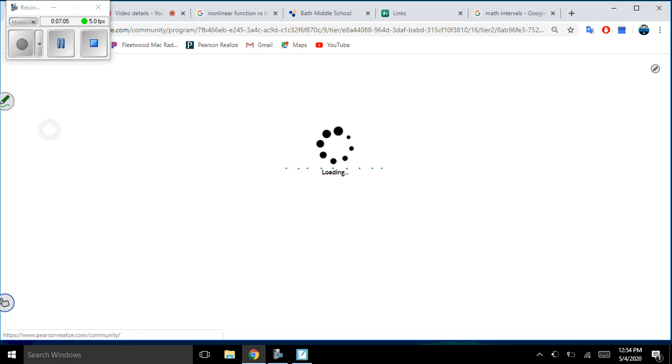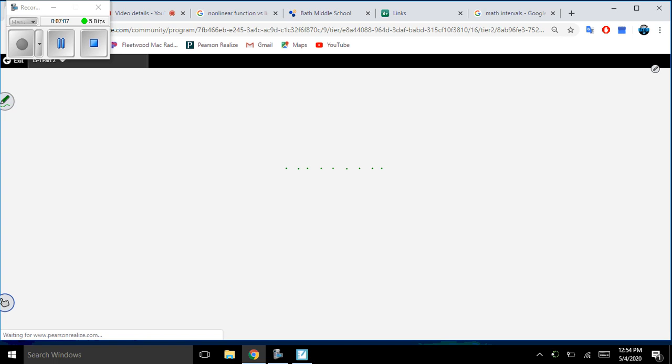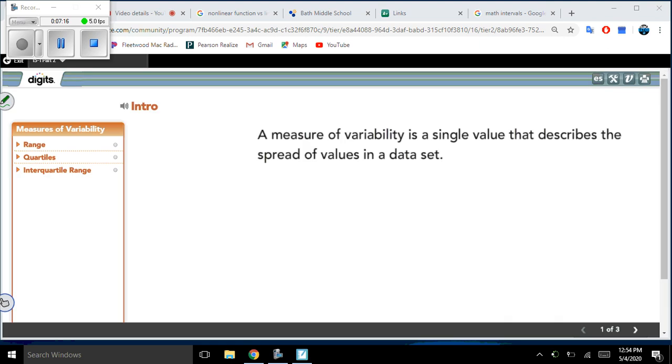And let's see what we got going on in part 2. All right, this one we're going to be talking about measures of variability. A measure of variability is a value that describes how far the spread is in terms of the values of the data set.